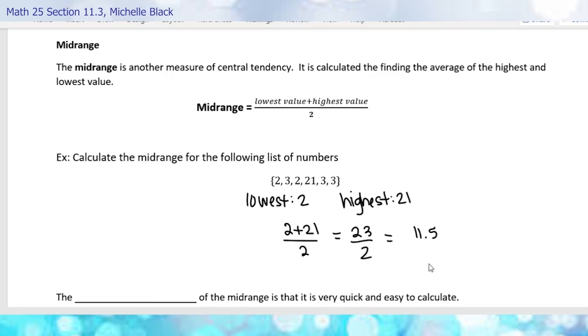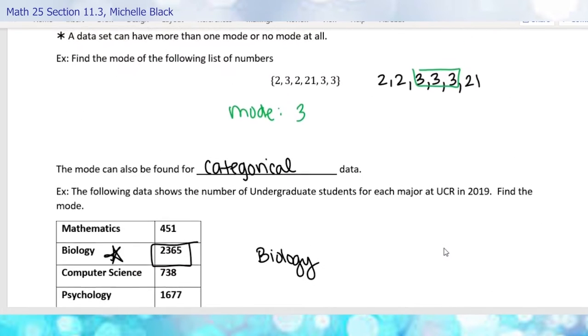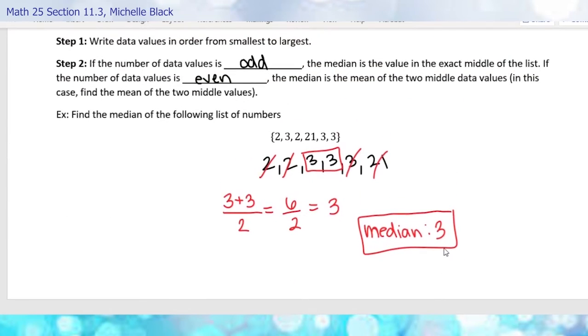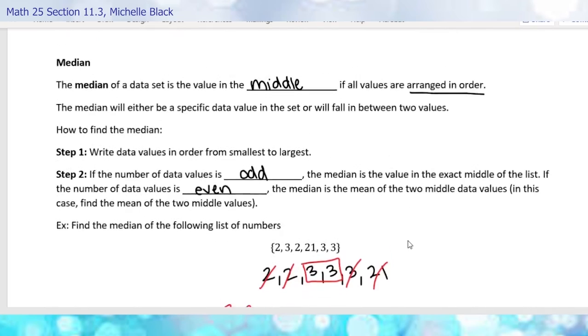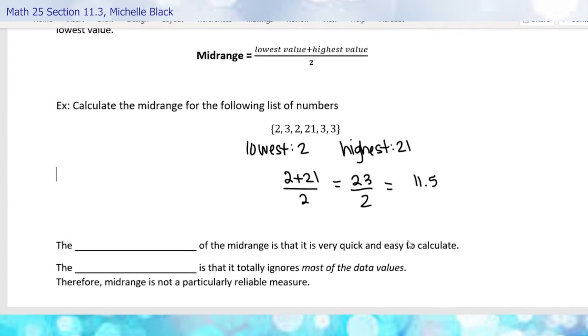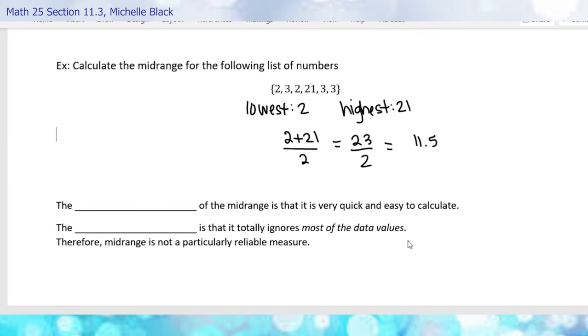So you can see, based off the other measures of central tendency that we've calculated, the mean, the median, and the mode, that the mid-range, similarly to the mean, was very affected by this outlier of 21, right? Our measure of the center gave us 11.5, when our other ones were a lot closer to 3. Our mode was 3, our median was 3, and even though our mean was a little bit high, 5.67 is still closer to 3 than it is to 11.5. So the mid-range is not always the best for calculating the center.